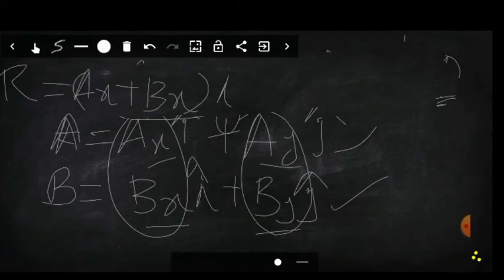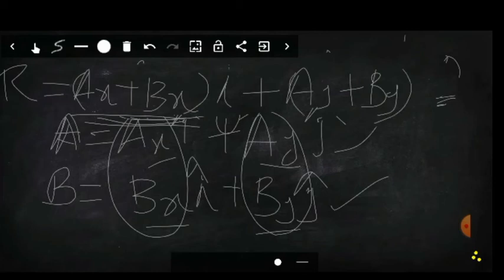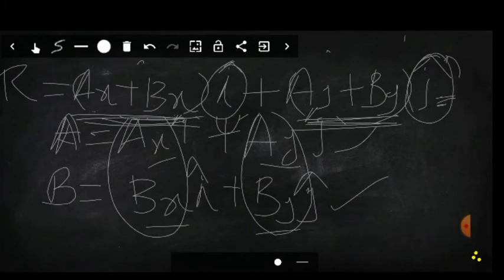This represents the x component of the resultant vector, ax plus bx. Adding the x components of the individual vectors gives the x component of the resultant vector. Plus, adding the y components, ay plus by, into j. This gives the y component, or y coordinate, of the resultant vector r. Unit vector i represents the x direction and unit vector j represents the y direction.